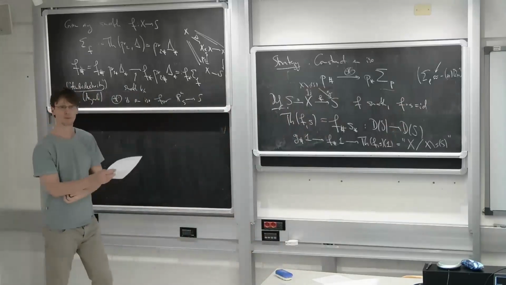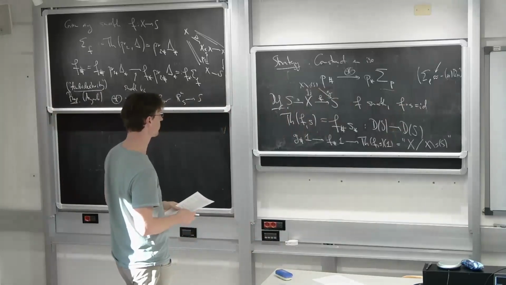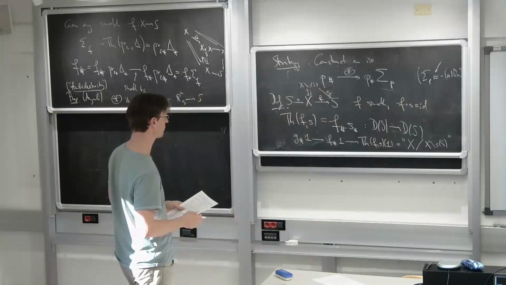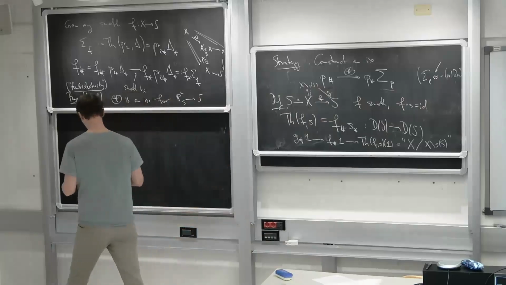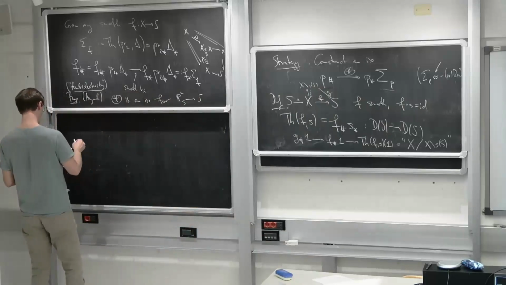Yes, please. About the Thom space functor. Is there an easy way to see that it's representable by a Thom space, like a tensor by a Thom space? Yeah, very good. Thank you for that question. That was what I also wanted to say, but forgot to say.